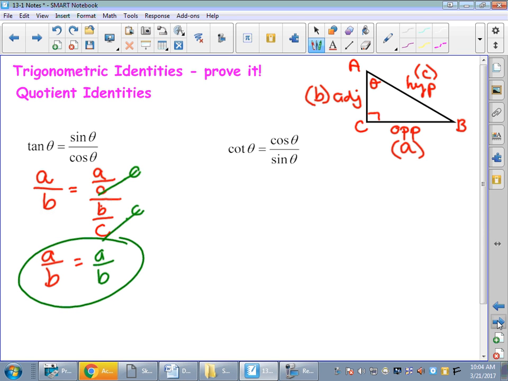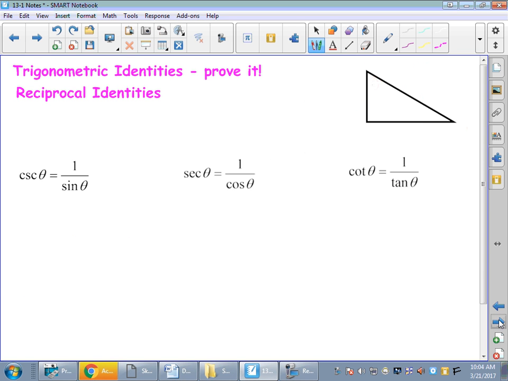Same thing would happen with cotangent, just in reverse order. So that's a proof. I didn't use any numbers. I just used variables to represent numbers, and it worked every time. We could prove these trig values as well, so I'll just do one of them.